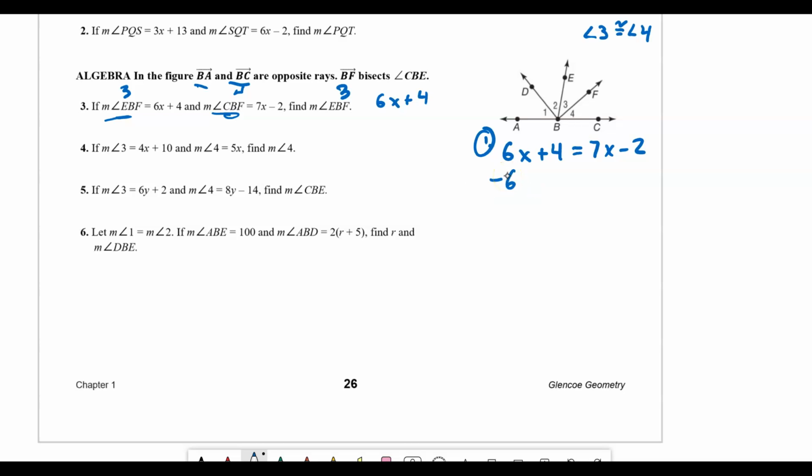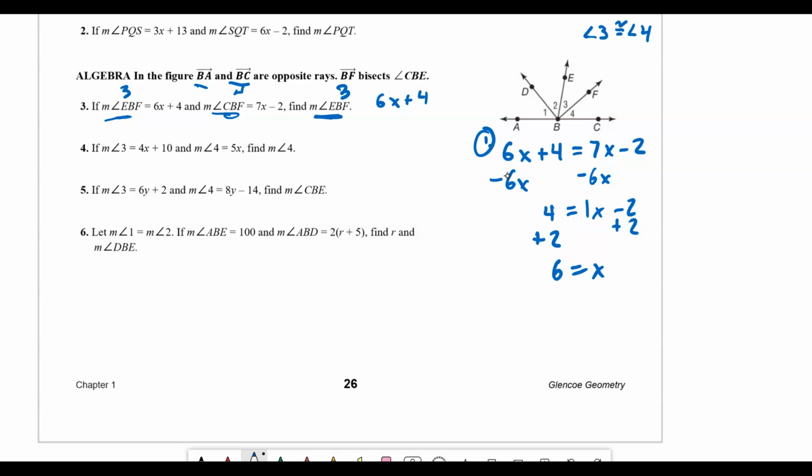So hopefully we collected all the x's on one side of this equation. So we would have 4 equals 1x. Going to be easy to solve for now. Add 2 to both sides, and hopefully we came up with x equals 6 for our equation in that Edpuzzle. Okay, so we have x equals 6, but not so fast.